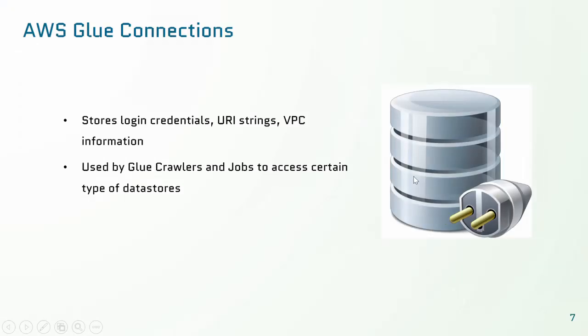Okay, let us see what AWS Glue connections are. They are used to store login credentials, URI strings, and VPC information for specific connections. These connections are used by Glue crawlers and AWS Glue jobs to access some types of data stores. Now let us take a look at how to create Glue connections quickly.